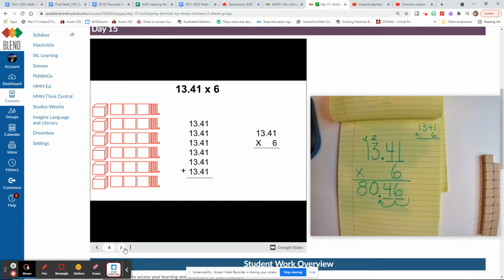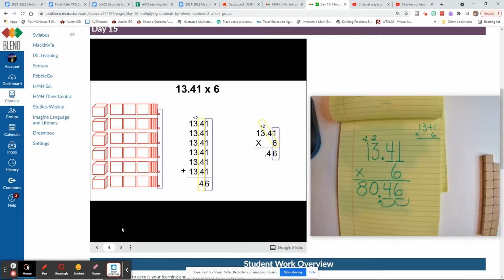So let's take a look at what they did. As you can see, 6 times 1 is the same as adding 6 ones. And that's what they did with the picture. Next, 6 times 4 is 24. So that would be the same thing as when we put the 4 in the tenths place and carry the 2 to our wholes over here. I'm carrying the 2 to our ones place.